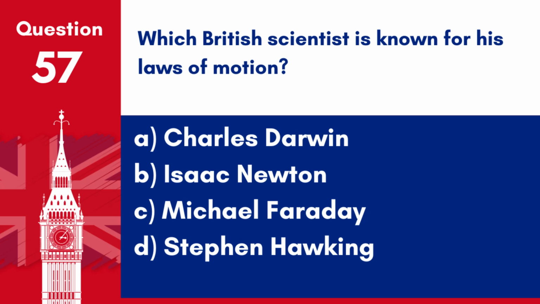Question 57. Which British scientist is known for his laws of motion? A. Charles Darwin. B. Isaac Newton. C. Michael Faraday. D. Stephen Hawking.